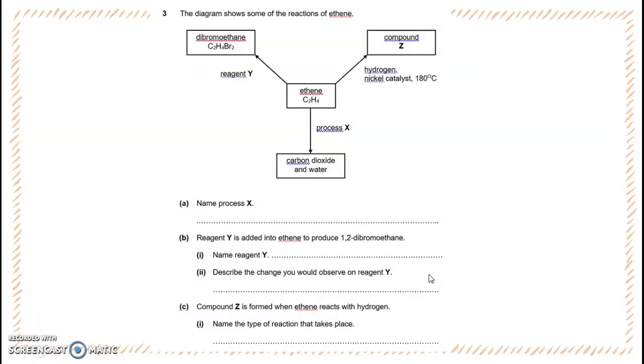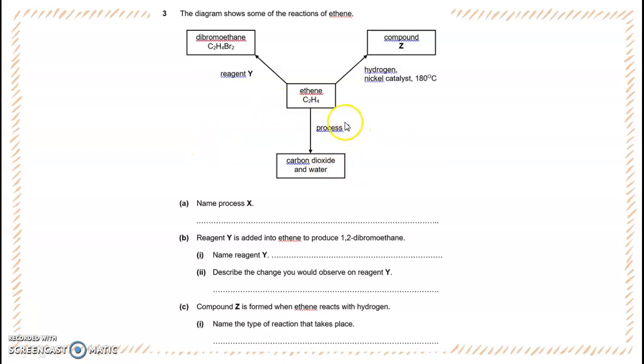Question 3 is a slightly more difficult question. It's a flow chart, but I think to do this type of question, you must be very familiar with the reagents used. So what we can do is start with process X, over here, ethene. What is this process X? Make sure you are clear about what is process, reagent and conditions, these 3 words.